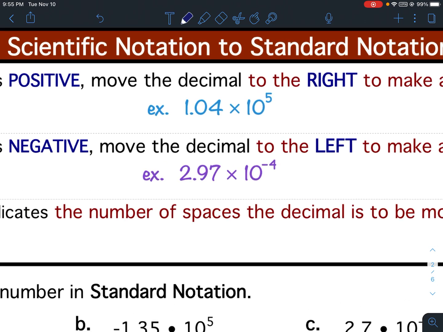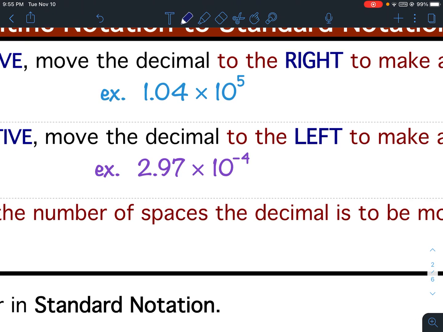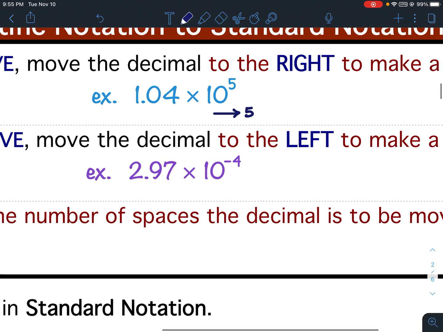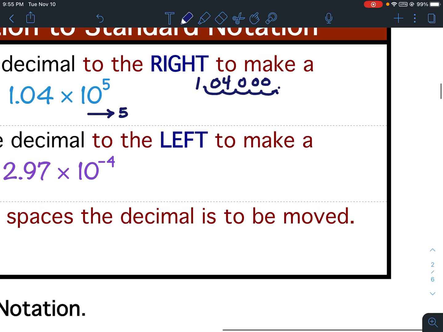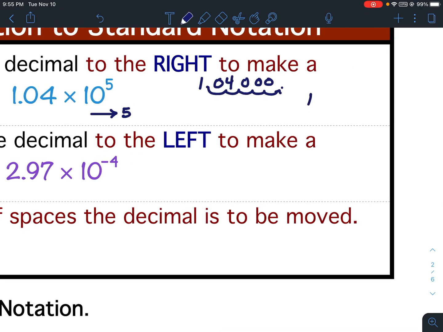So looking at this example, I've got 1.4 times 10 to the fifth. So we're going to move the decimal 5 spaces to the right. Okay, so that would look like 1, 2, 3, 4, 5. These spaces right here, we would fill those in with zeros. So 1.4 times 10 to the fifth would be 140,000.